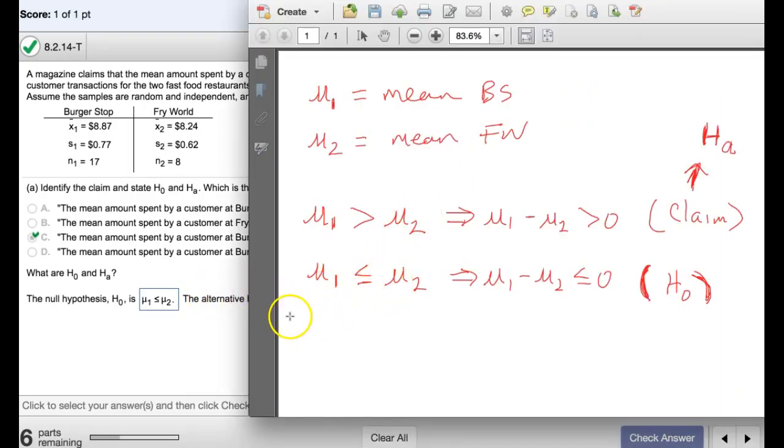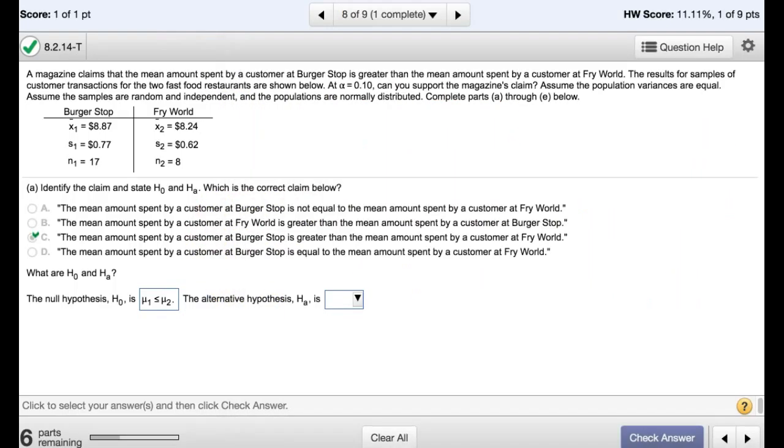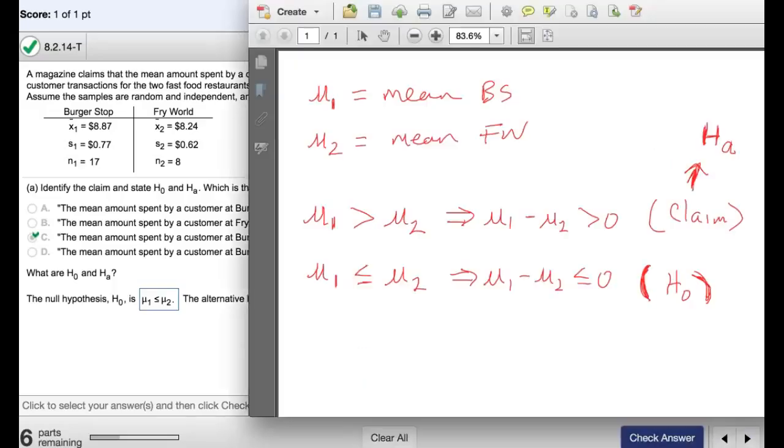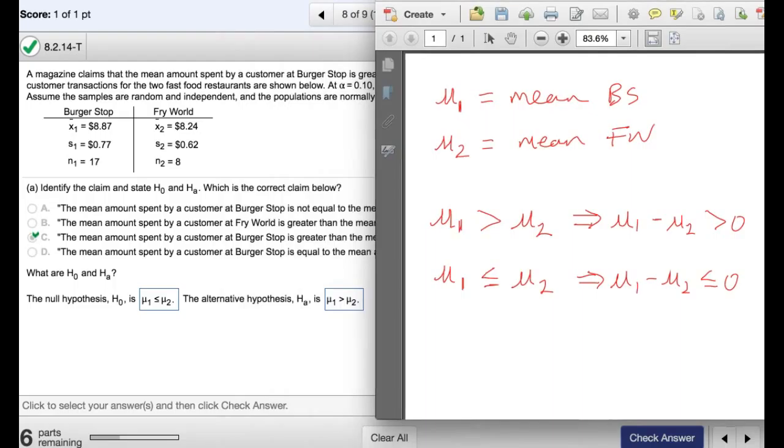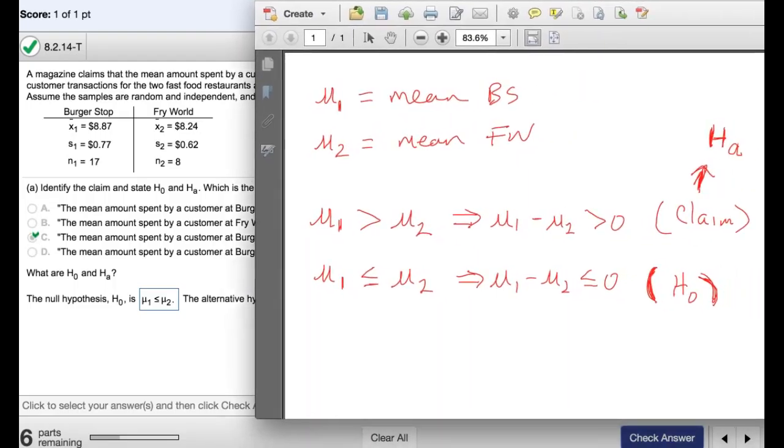And so the alternative hypothesis will be that one. Let's just make sure that matches. Yep, that's the alternative hypothesis, and we said that that was going to be the claim.